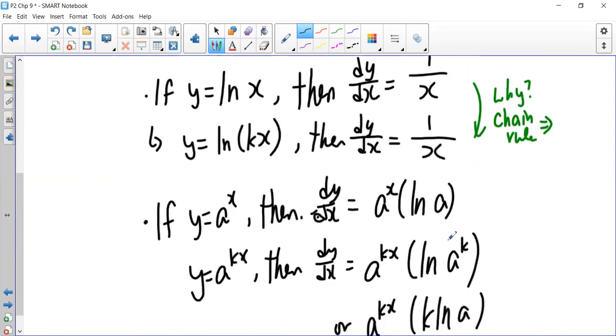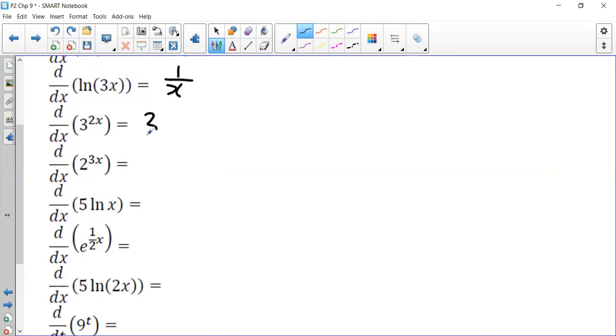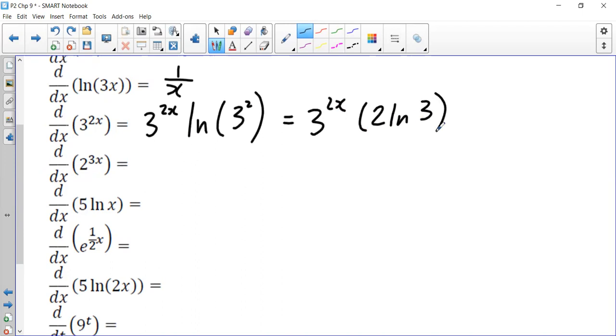3 to the power of 2x. So 3 to the power of 2x, and then 3 to the power of 2, which I can rewrite as 3 to the power of 2x times 2 ln 3. Okay, 3 squared is not acceptable in here. This line could not be the final answer. You can either write 3 to the power of 2x, 2 ln 3, like what we did, or 3 to the power of 2x ln 9, 3 squared.